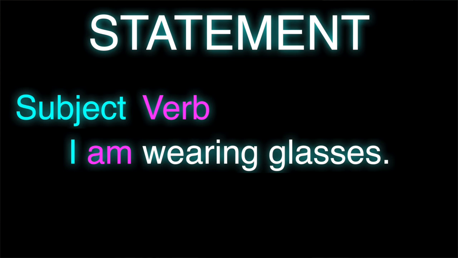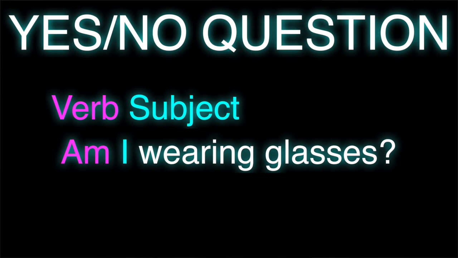An example is just anything from English. So something like, I am wearing glasses is a statement. The accompanying yes-no question would be, am I wearing glasses? So you take the verb, in this case the auxiliary, which comes after the subject, and you flip it, and suddenly a statement becomes a question.